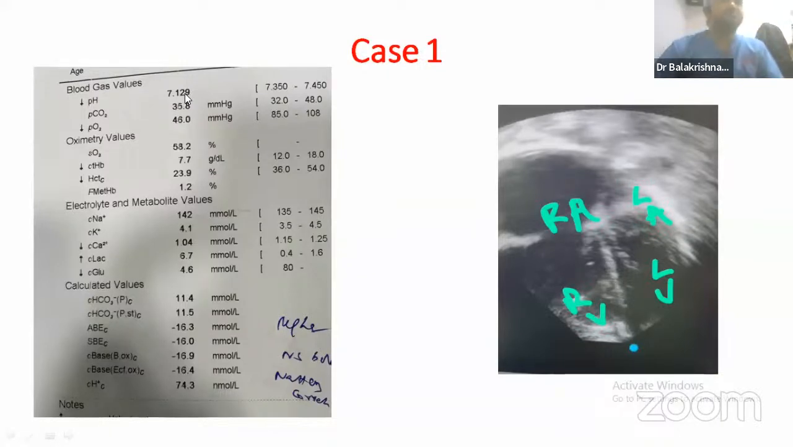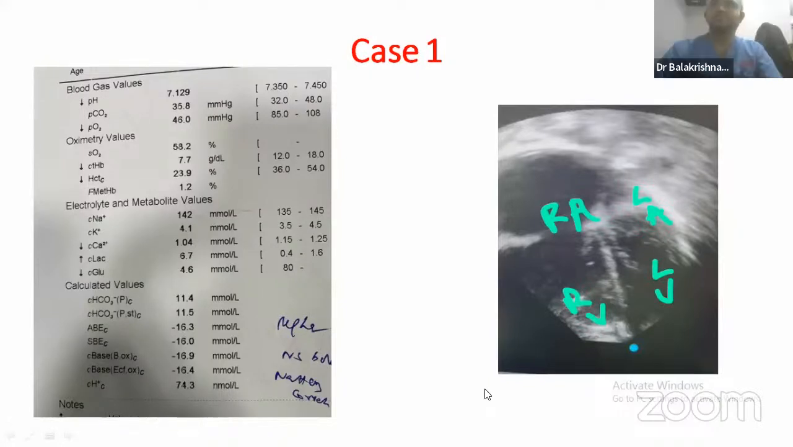Whenever you see a blood gas, usually you see the value whether it is normal. Between 7.35 to 7.45 is normal. If it is less than that, usually you see whether it is a respiratory cause or metabolic cause. Here the PCO2 is fine, so go to the metabolic. Bicarb is 11. Definitely base deficit is -16 with lactate elevated to 6.7. So this is a case of metabolic acidosis.